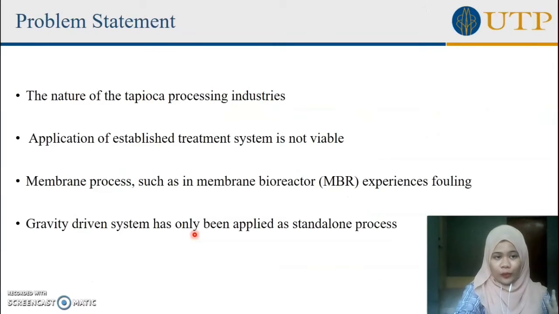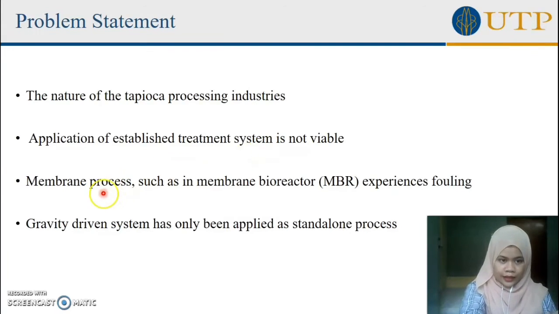Okay, so our problem statement is, first, due to the nature of tapioca processing industries in Asian countries, where they are practiced on a small scale and scattered in places, it is hard to implement an established treatment system, which is considered untenable or not viable due to the issues mentioned just now.